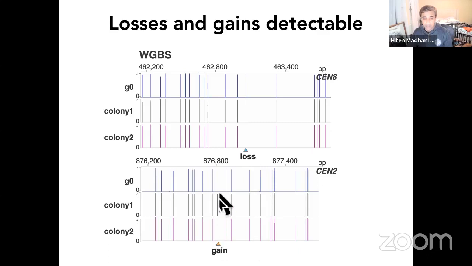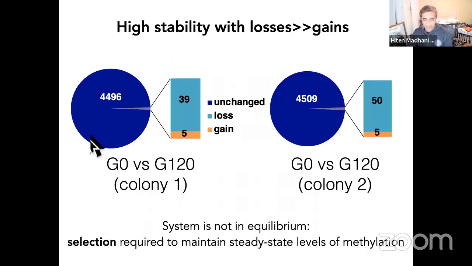Even more rarely, we saw examples where in the parent, DNA methylation was clearly absent, and we actually look at the sequencing reads directly to make sure that this is the case. And then we found an example of a colony where there was de novo gain of methylation. And so the key is to quantify all this and calculate rates. And so what you can see is that the overall picture is that there's a high stability in the laboratory of methylation, with losses occurring much more frequently than gains.